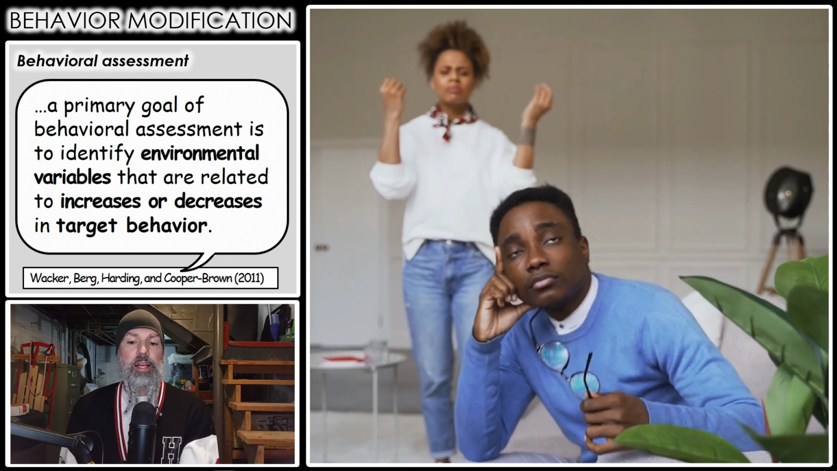See what has been functional in changing behavior, see what has not been functional, what has been implemented well, what has not been implemented well, and then make changes as required. And that beginning part of it is the assessment. So the first step into behavioral change is assessing the target behavior, determining what increases or decreases it, what are those environmental variables, and how are they related to those increases and decreases.